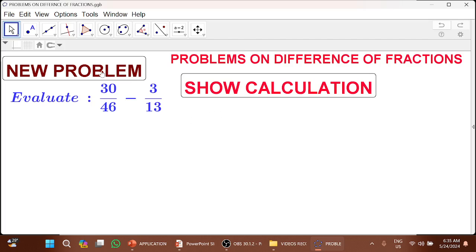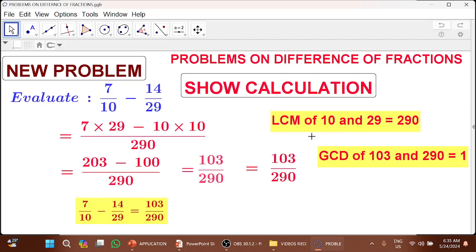Now in the class you can show a new problem and ask them to do it. Again, the next problem you can do, and the next problem. After they have completed, you can show them the calculation. Here it is finding the GCD, finding the LCM, and showing you the difference of the fractions.